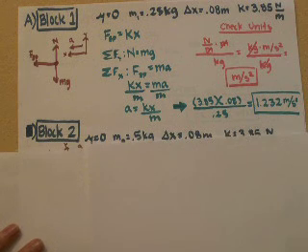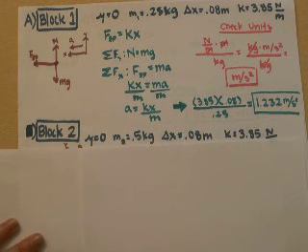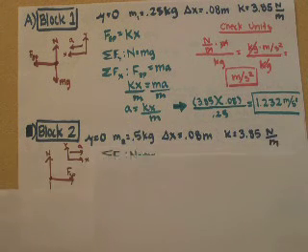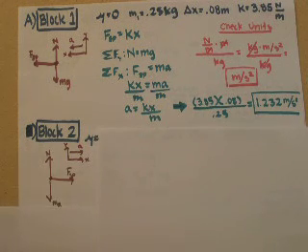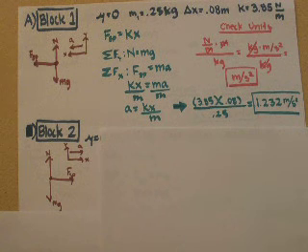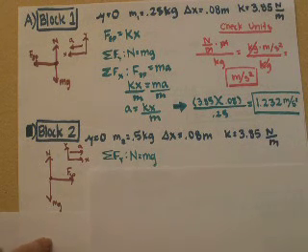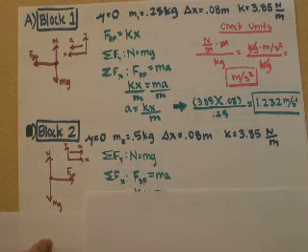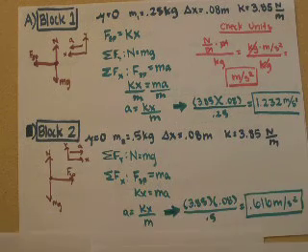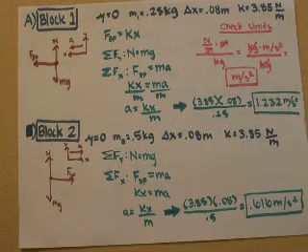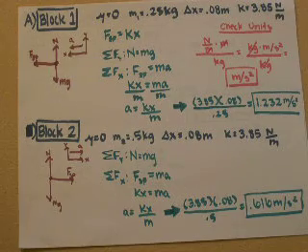Then we move on to block 2 with mu equals 0. We have our mass, our delta x, and our k. Free body diagram: it looks pretty much the same as the first one. It's just acting in the different direction, but I kept my axis so that the acceleration is positive. Forces in the y, N equals mg. Forces in the x, force of the spring equals ma. Solve for a, and I got 0.616 meters per second squared.